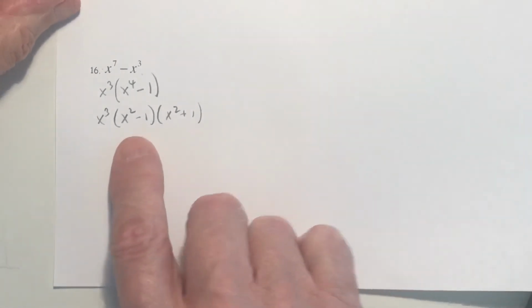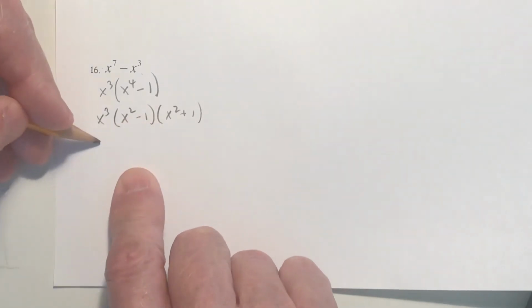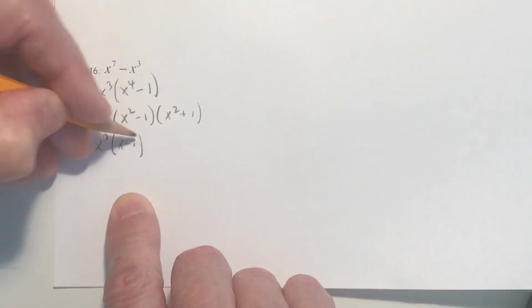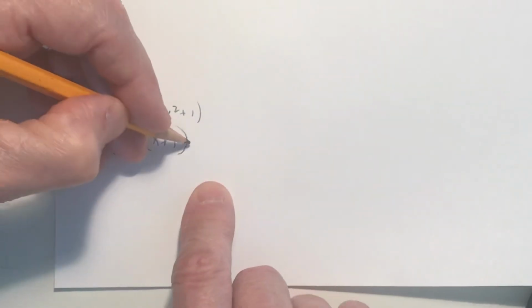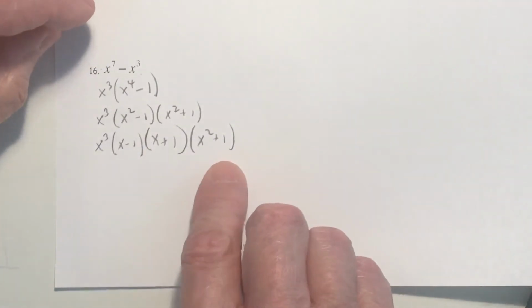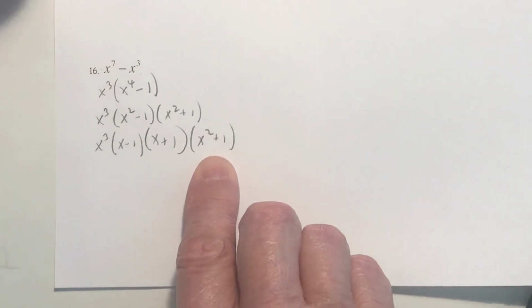And don't stop yet, there's another difference of squares, the square of x minus the square of 1. So that will factor x minus 1, x plus 1, and of course don't lose this. And that last piece here, this does not factor. That's a sum of squares.